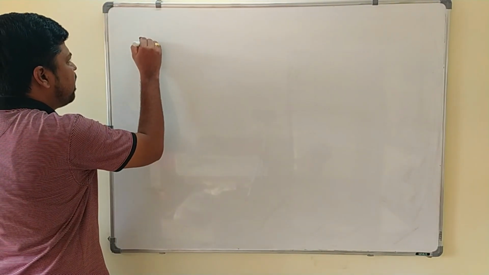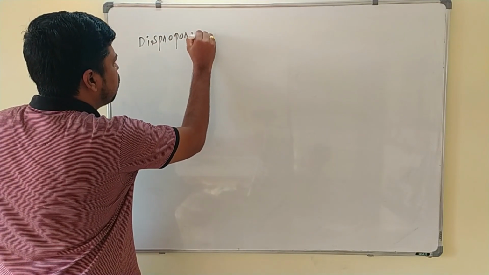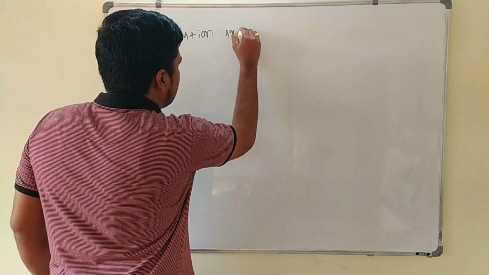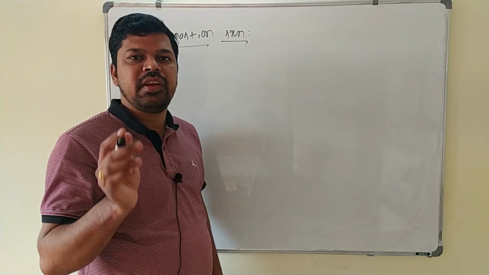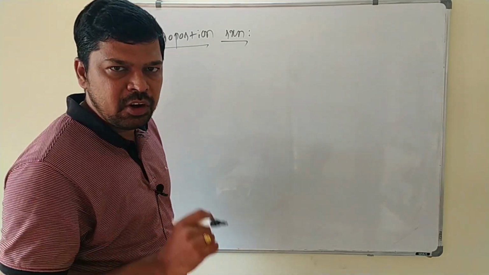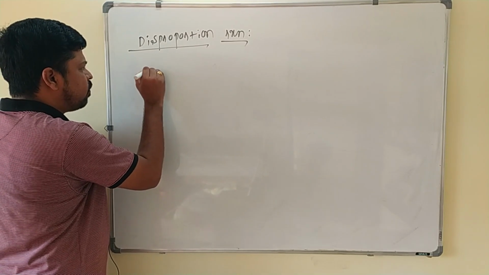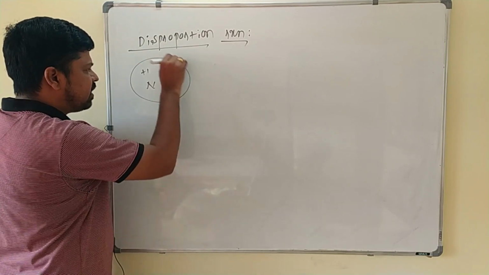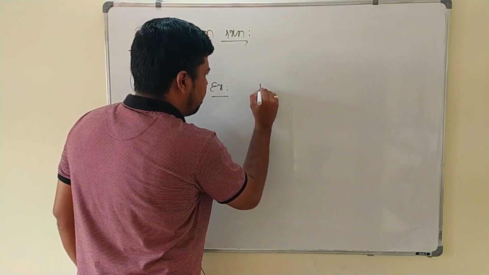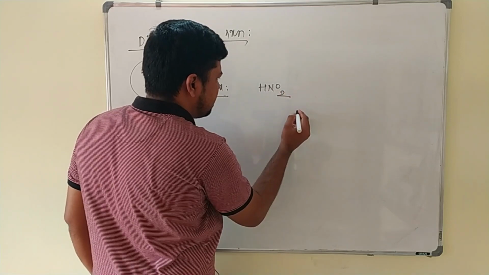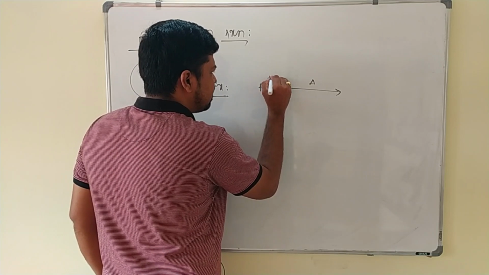So in case of group 15, disproportionation reaction, all the oxidation states of the nitrogen from +1 to +4 will undergo disproportionation reaction. So in case of nitrogen, +1 and +4 oxidation states will undergo disproportionation. For example, if I write HNO2, nitrous acid, on heating, what happens? Its oxidation state is what here?